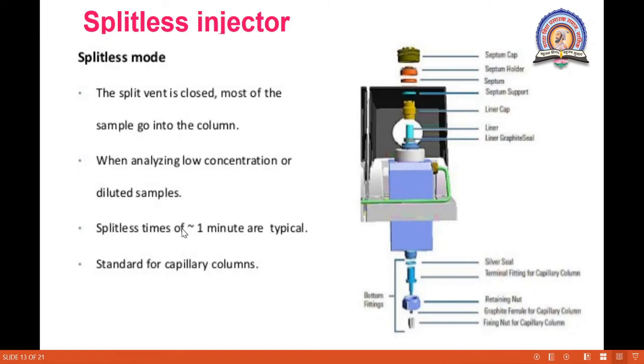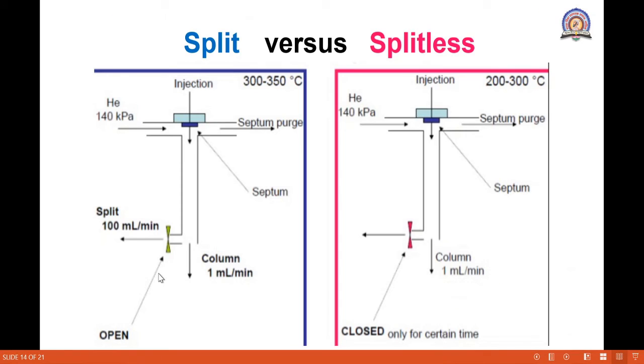Splitless time of approximately 1 minute is typical, and it is also standard for the capillary column. Here, split versus splitless: the only difference is that here the split vent is open while here the split vent is closed. Again, one more difference is that here the temperature is 300 to 350 degrees Celsius, and here the temperature is 200 to 300 degrees Celsius.